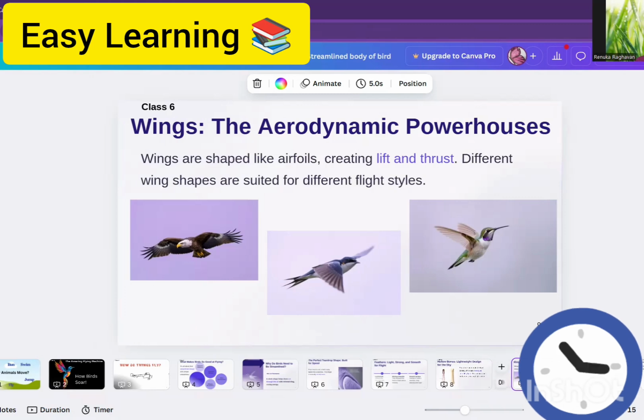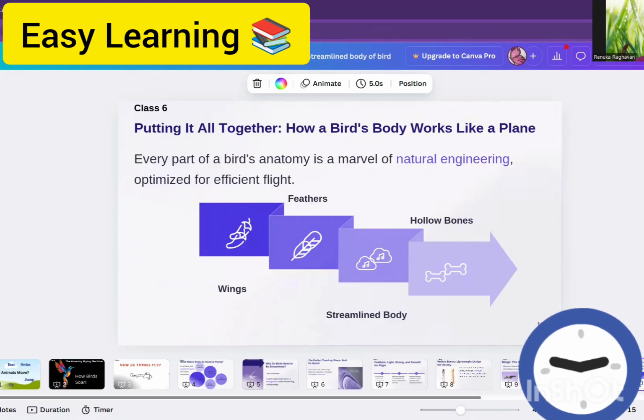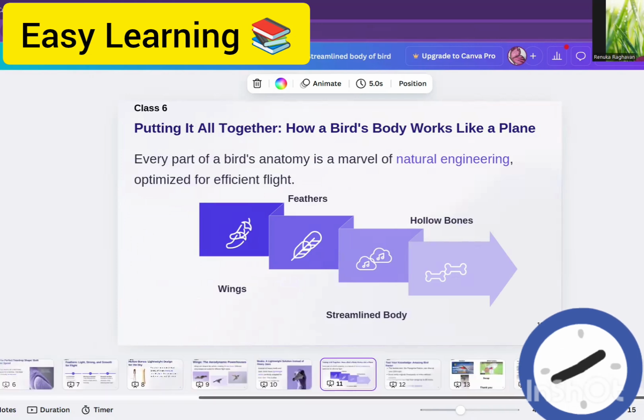Okay. And finally, the birds have lightweight beaks that will also help them to fly. And together, all four features, wings, feathers, hollow bones, and streamlined body, help the birds to fly continuously without any interruption during their flight, and also to cover longer distances. That's all about the streamlined body of birds, children.